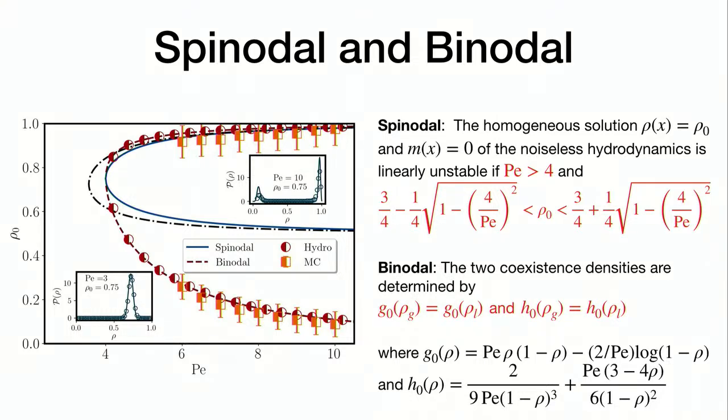Number for a given rho, so it gives these two densities. Again you see that the binodal curve you derive theoretically matches extremely well with a simulation of the microscopic model. Then you can in fact look at the distribution of the densities within the microscopic model, and as you expect, this is a phase separated state, so you have this bimodal density distribution.